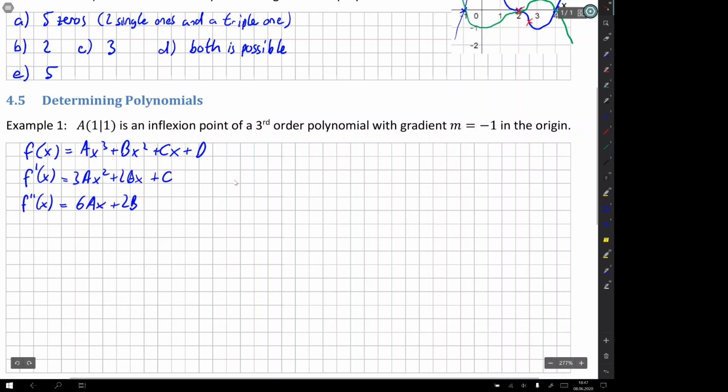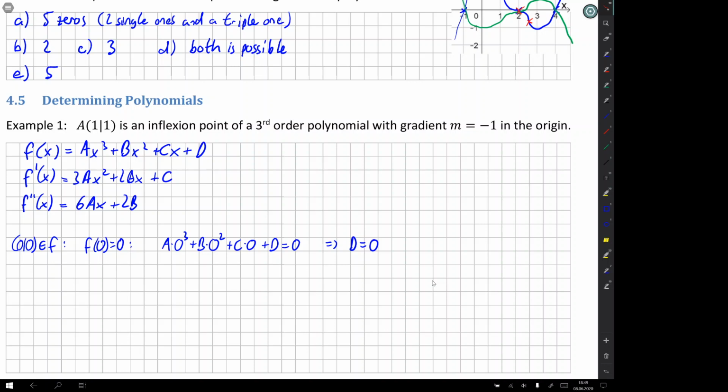So, now that we found the first and the second derivative, we try to use these pieces of information that we're given to set up an equation system. Let us start with the information that is most simple to use, namely that the origin lies on the graph. So the point (0, 0) is an element of f, which means f of 0 is 0, we insert it, and we get that d is equal to 0.